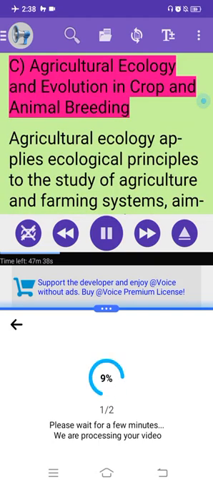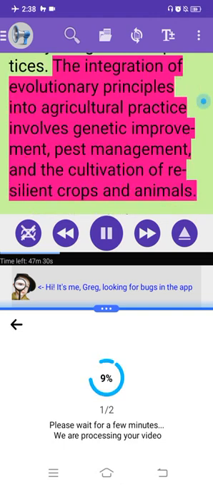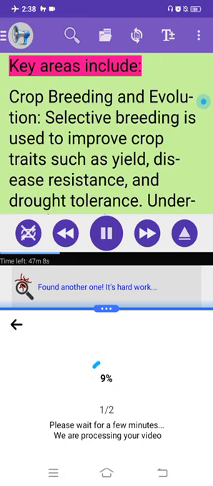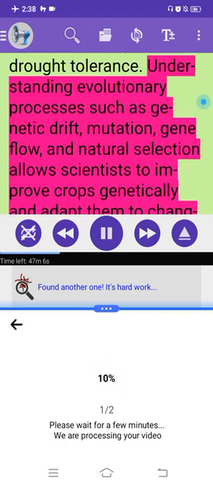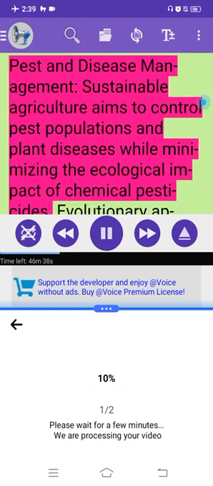C. Agricultural ecology and evolution in crop and animal breeding. Agricultural ecology applies ecological principles to the study of agriculture and farming systems, aiming to improve the sustainability of agricultural practices. The integration of evolutionary principles into agricultural practice involves genetic improvement, pest management, and the cultivation of resilient crops and animals. Key areas include crop breeding and evolution. Selective breeding is used to improve crop traits such as yield, disease resistance, and drought tolerance. Understanding evolutionary processes such as genetic drift, mutation, gene flow, and natural selection allows scientists to improve crops genetically and adapt them to changing environmental conditions.